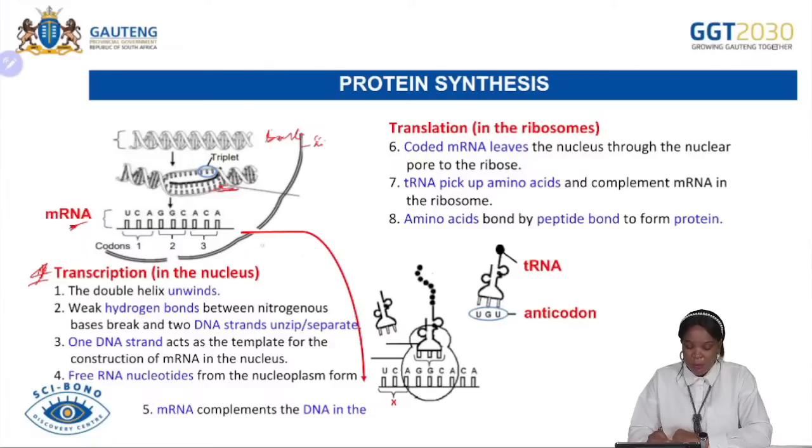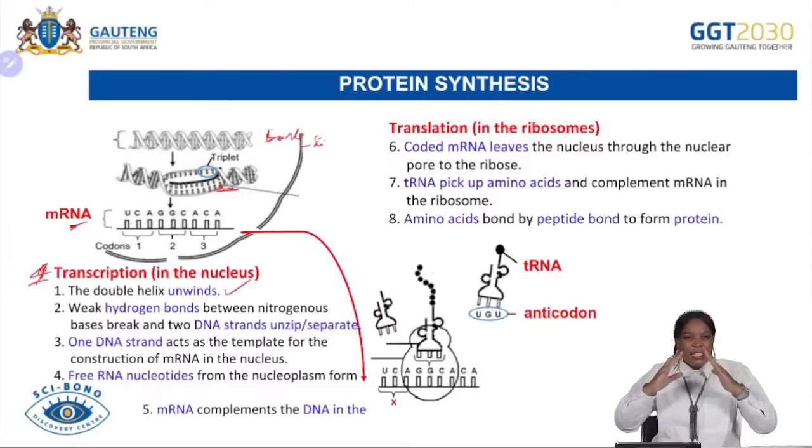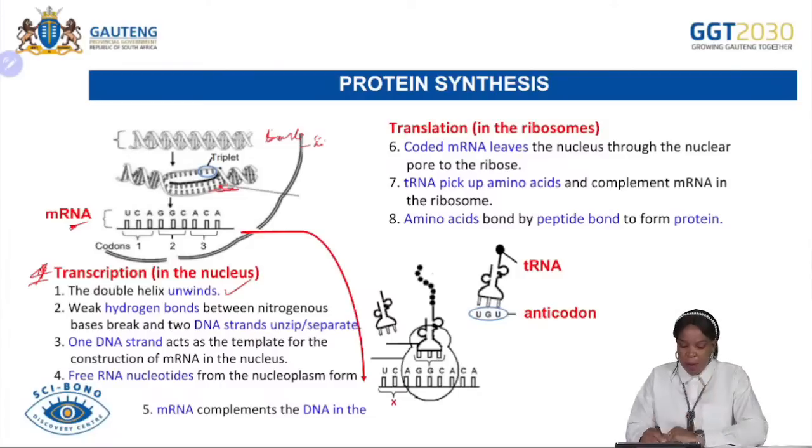So transcription: the double helix unwinds. The weak hydrogen bonds between the nitrogenous bases are going to break, and then the 2 strands are going to unzip or separate. You get 1 mark for that entire story. So whether you talk about unzipping or the weak hydrogen bonds breaking, it's just 1 mark. Then 1 DNA strand is going to act as a template.